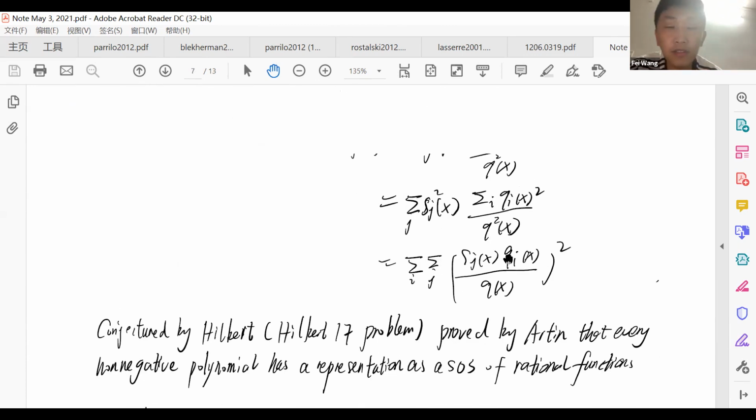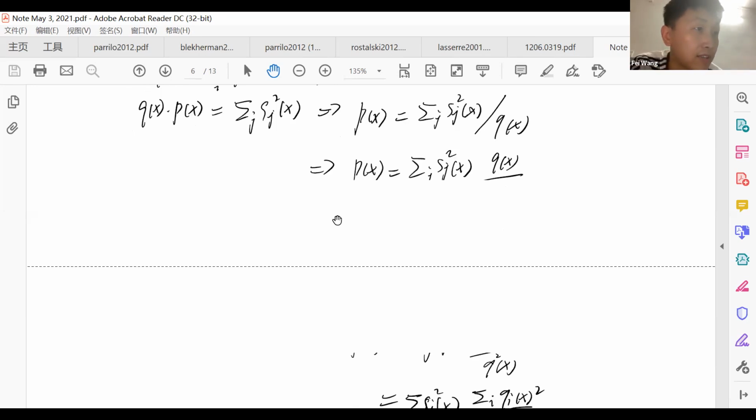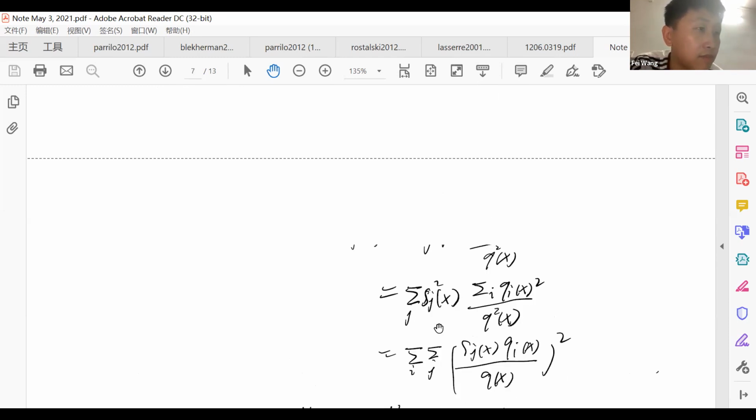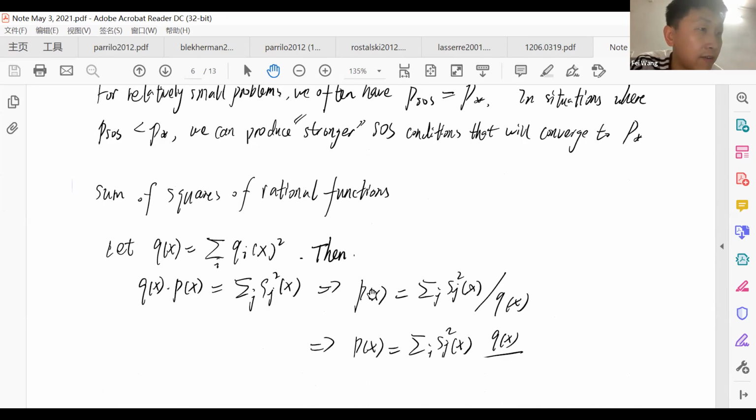So what is this used for? It tells us that if p(x) is not a sum of squares, we can multiply p(x) by q(x), where q(x) is a sum of squares. If after multiplying, the product q(x) times p(x) is a sum of squares, then we can actually write p(x) as a sum of squares of rational functions, right?